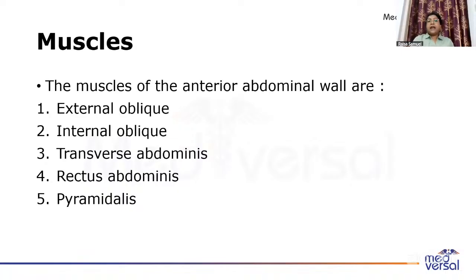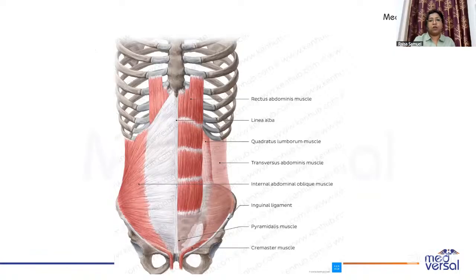Now going on to the anterior abdominal wall muscles. The muscles of the anterior abdominal wall are external oblique, internal oblique, transversus abdominis, rectus abdominis, and pyramidalis. There are 5 muscles in the anterior abdominal wall. Here you can see the external oblique and internal oblique. This is the internal oblique. You can see in this diagram, and the rectus abdominis muscle is here. This is the linea alba that we were saying, the midline.